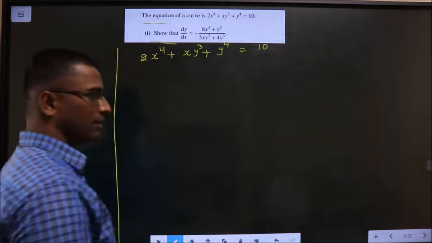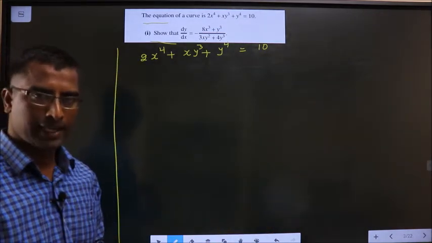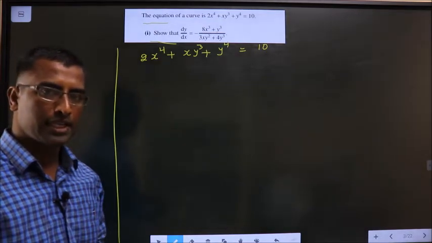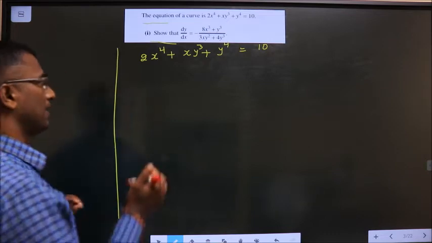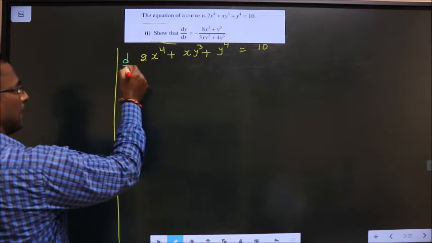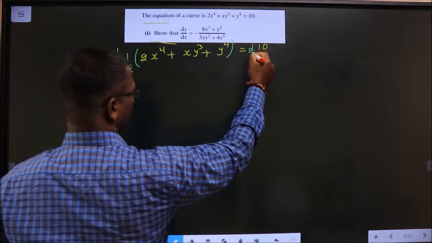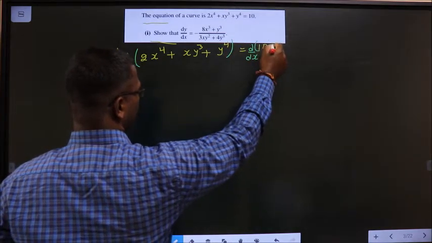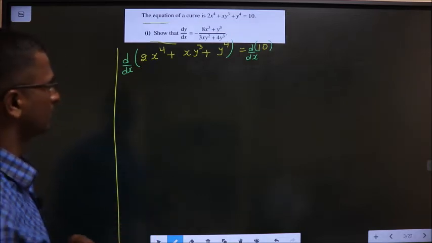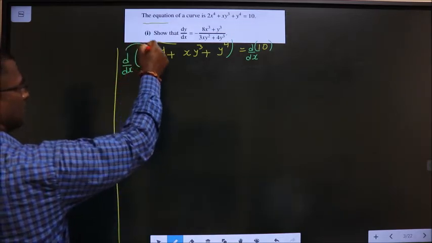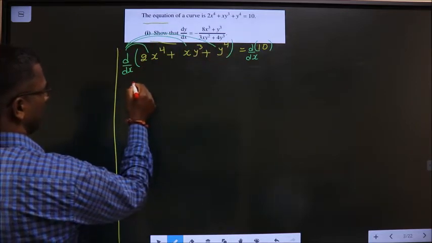Clear? Now, we have to find dy by dx, and for that the step you should take is differentiating on both sides. What do I mean is, take d by dx on both sides. You want dy by dx, for that I am differentiating on both sides. Clear? Next, apply this onto each. So what do I get?